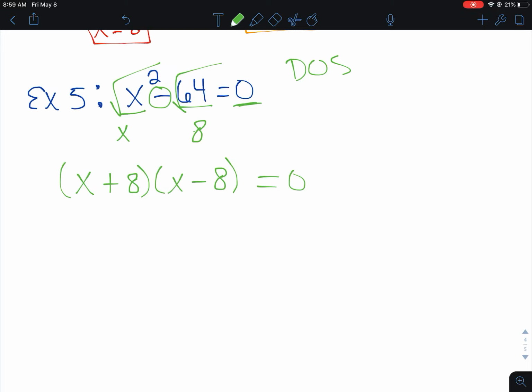So I'm going to do this without making my separate equations, just thinking about it out loud. What number plus 8 gives me 0? Well, the opposite of 8 is negative 8. So x has to equal negative 8. What number minus 8 is equal to 0? Well, 8 minus 8 is equal to 0. So x is equal to positive 8.